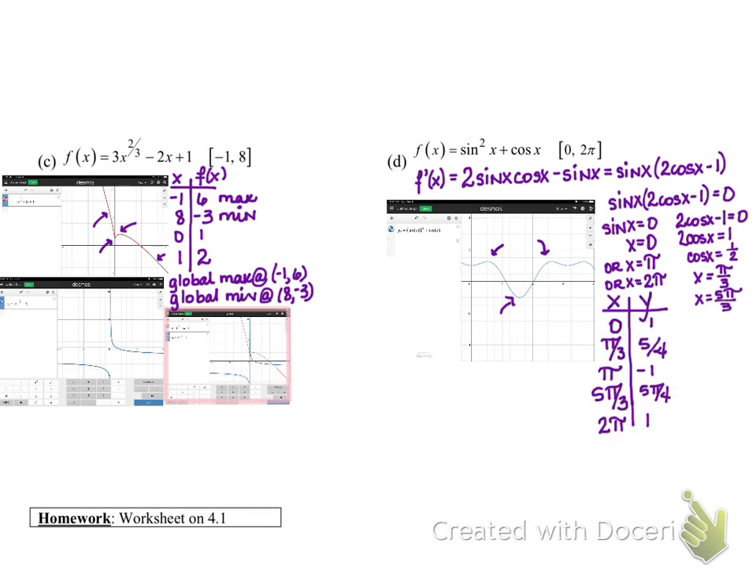Okay, now we look at this and we see that we have two maxima. They give you the same y value. So we say that we have a maximum at pi over 3, 5/4, and 5 pi over 3, 5/4. And our minimum only occurs once on this interval, and this is an absolute minimum on this interval.